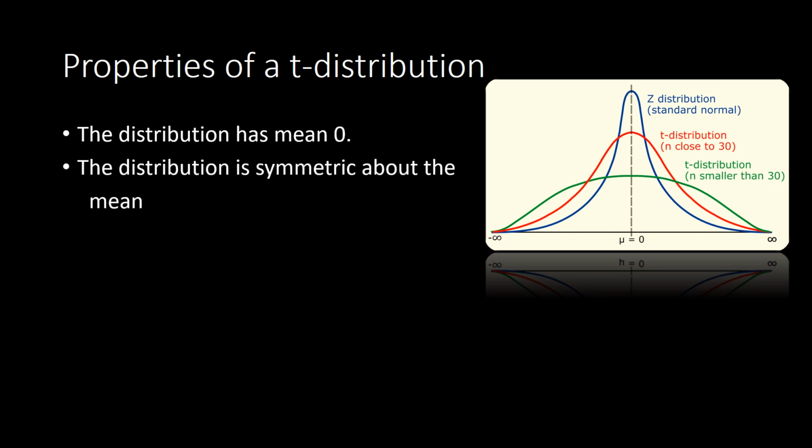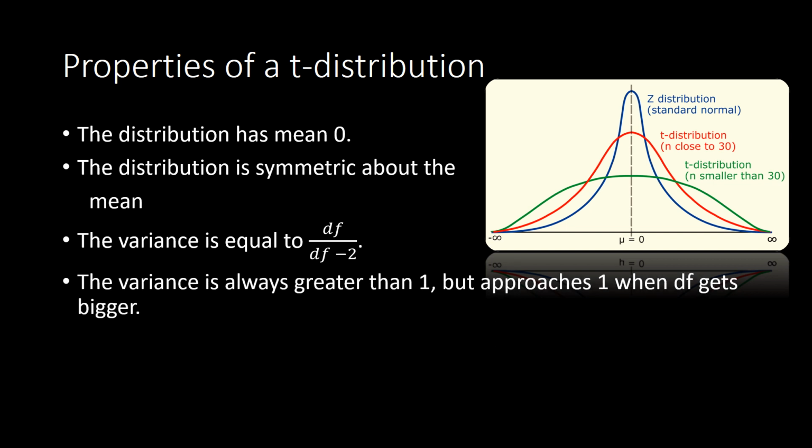Next, we have the distribution is symmetric about the mean. Meaning to say that your curve is divided into two equal parts based on the mean, which is your line of symmetry. And then the variance is equal to df over df minus 2. So if we are to calculate later on the variance of the t-distribution, we have now the formula, which is df over df minus 2. So that's a lot easier. And then we have the variance is always greater than 1, but approaches 1 when df gets bigger. So I hope it's clear.